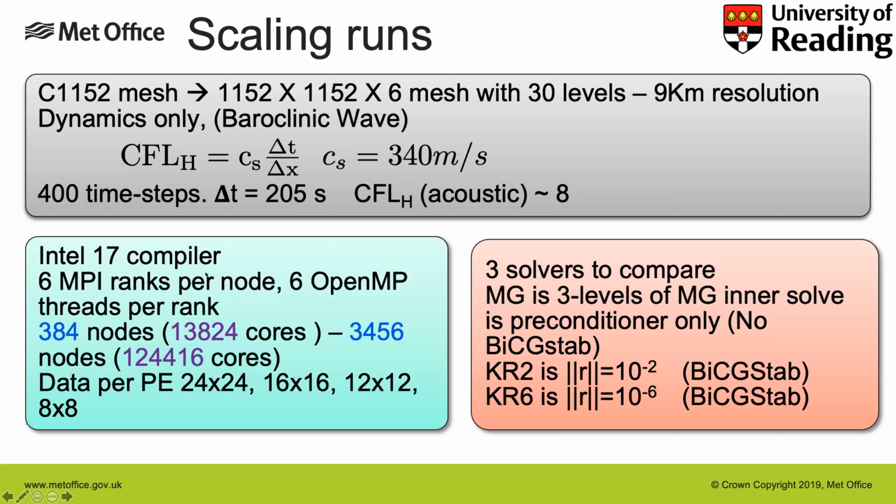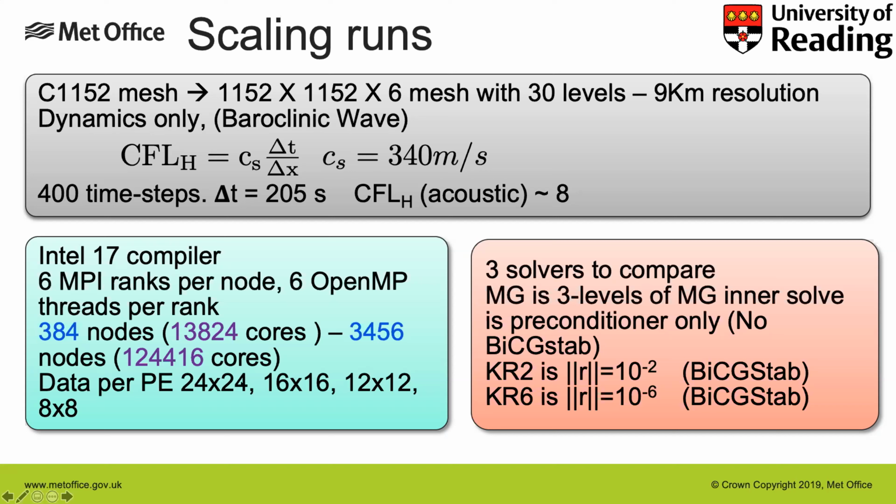So again, running on the Met Office Cray XC40, that's again in mixed mode, 6 MPI ranks per node, 6 OpenMP threads per rank, all parallel code generated with Cyclone. So we can compare running on 384 nodes, that's 13,000 cores, out to 3,500 nodes, that's 124,000 cores. So this shows some quite strong scaling.